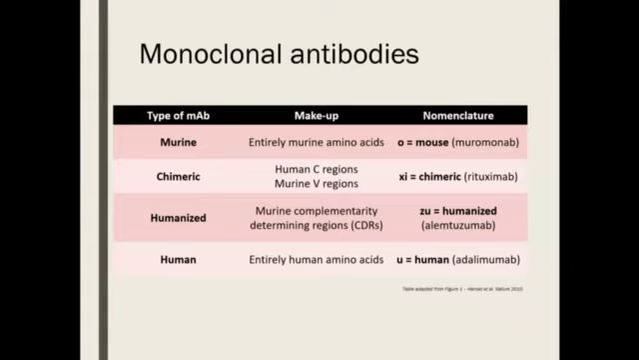Whereas you can go all the way down the slide, going from a chimeric product such as rituximab, with XI in the name, to humanized monoclonal antibodies, which have ZU, such as alemtuzumab, and then fully human proteins, which will have a U in them, such as adalimumab. So it's a quick shorthand, and of course that also correlates to how likely you are to have a reaction with these products. The more human the protein, the less foreign the protein, and therefore less chance for reactions such as the classical infusion-related reactions that we see with rituximab.